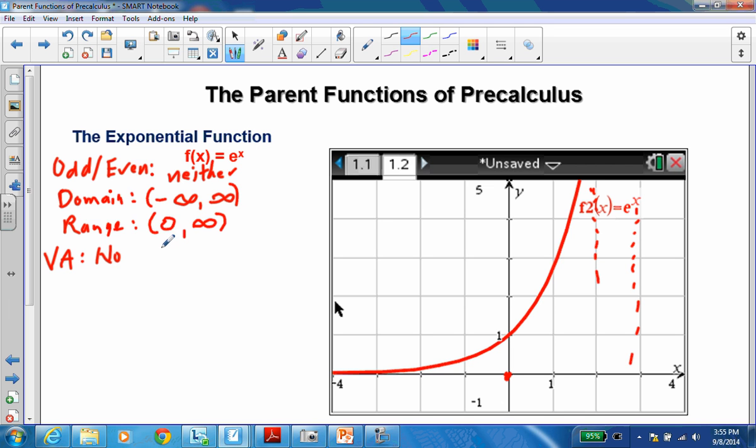Is there a horizontal asymptote? What is a horizontal asymptote? Now, you need an equation. Yes, Shelley, thank you. y equals 0. That is our horizontal asymptote. Very good. Okay, what about boundedness? Yes. Where is this function bounded? Function is bounded below.